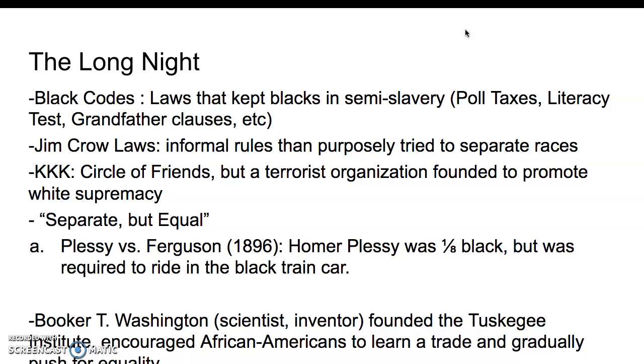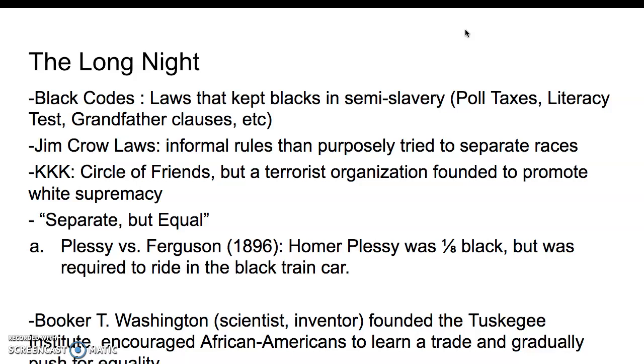You have Jim Crow laws, which are informal rules or customs that purposely tried to separate the races. The KKK comes about, the Ku Klux Klan, which originally means Circle of Friends, but it was a terrorist organization founded to promote white supremacy, really white Protestant supremacy. And you have the whole idea of separate but equal, which is determined during the Plessy versus Ferguson court case of 1896. Homer Plessy was 1/8 black, but was required to ride in the black train car. When you look at his picture, you'll think that's insane.